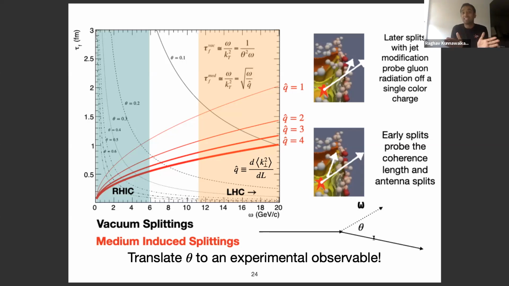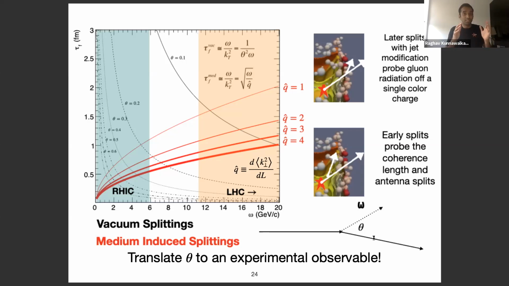This kind of antenna-like picture then goes through the medium. Depending on your medium's resolution length or the coherence length, it can look at the jet as one object or two objects, right? If you have a very late emission, which happens later in time, it's relatively narrower, then any energy loss that you see is essentially coming off this color charge going through the medium.